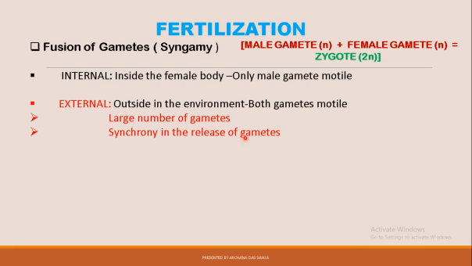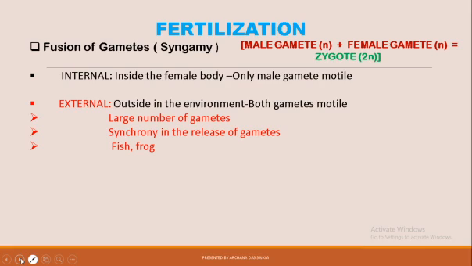Same time means, suppose the male gamete matured and it got released. Female not yet matured, so not released. So what will happen? The male gametes will go waste. So they have to be released at such a time when both of them have matured. There should be synchrony in the release of both male and female gametes. Why these two adaptations? To increase the chances of fertilization.